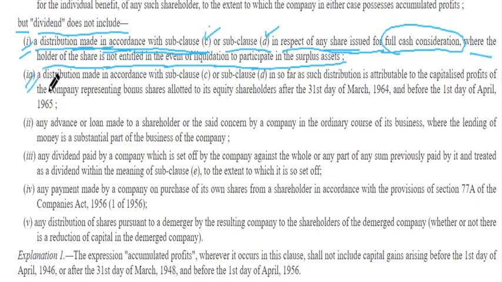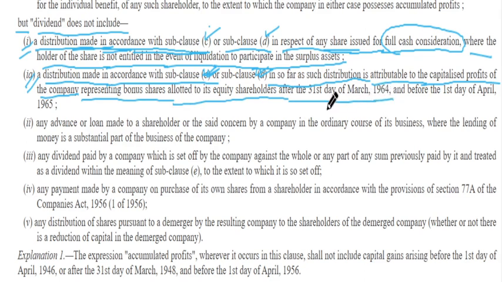Again, dividend does not include a distribution made in accordance with subclause C and subclause D, described above, insofar as such distribution is attributable to the capitalized profit of the company representing bonus shares allotted to its equity shareholder after 31st day of March 1964 and before 1st day of April 1965. So this amount is also not included.